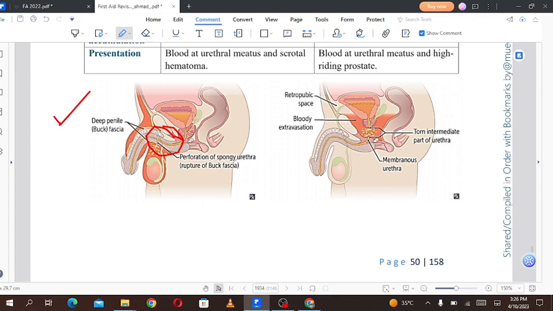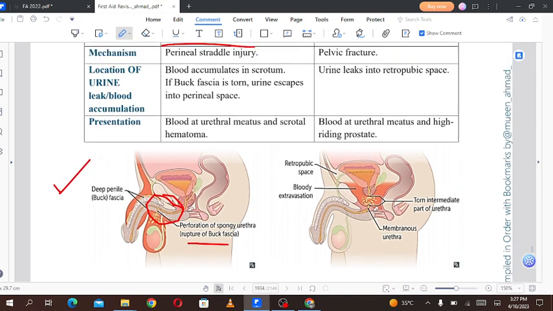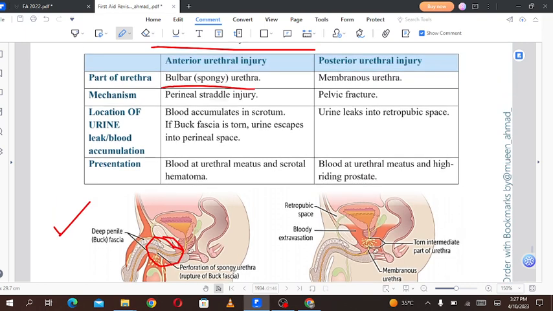Perforation of the spongy urethra leads to rupture of the Buck's fascia, and if the Buck's fascia is damaged, the urine can start accumulating around the penis, and maybe also in the scrotum area. Here you can see the mechanism, the perineal straddle injury.